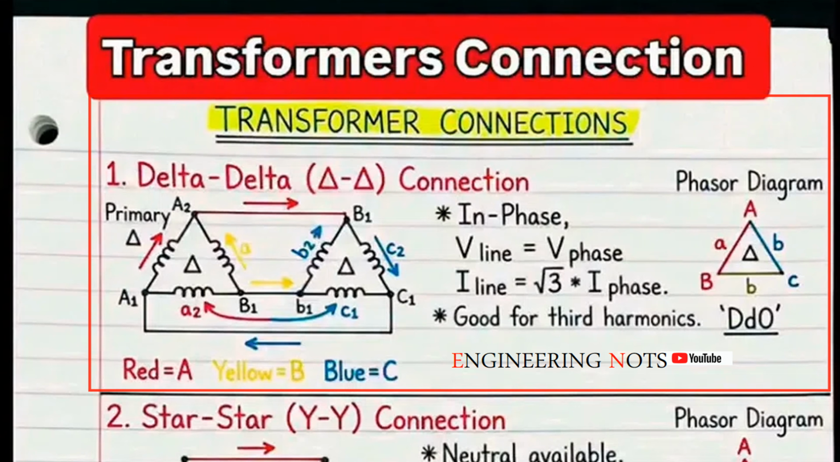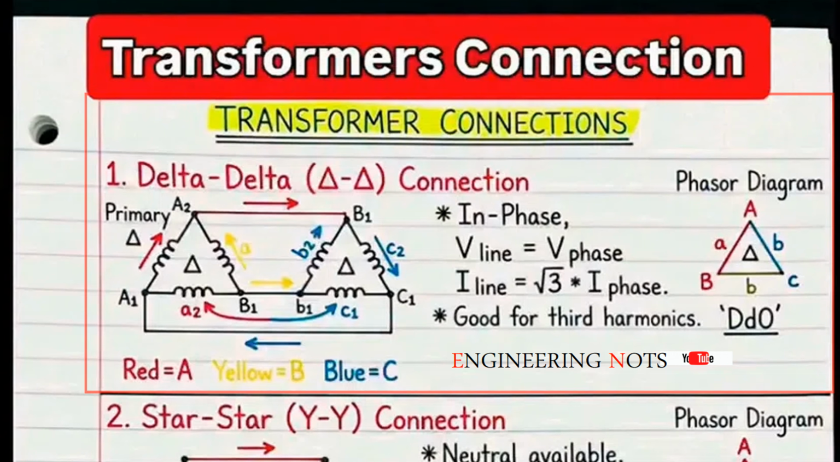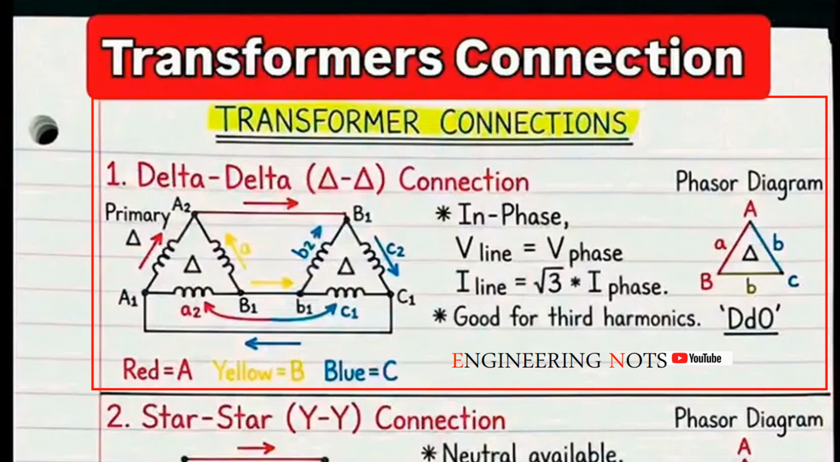In a delta connection, the line voltage equals the phase voltage. So if you have 480 volts line to line, each phase winding also sees 480 volts. But the line current is square root of 3 times the phase current. So if each phase carries 100 amps, the line current is about 173 amps.